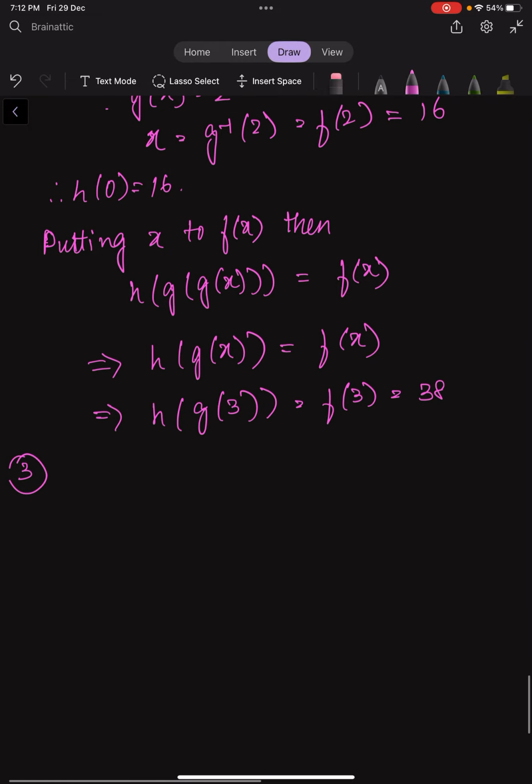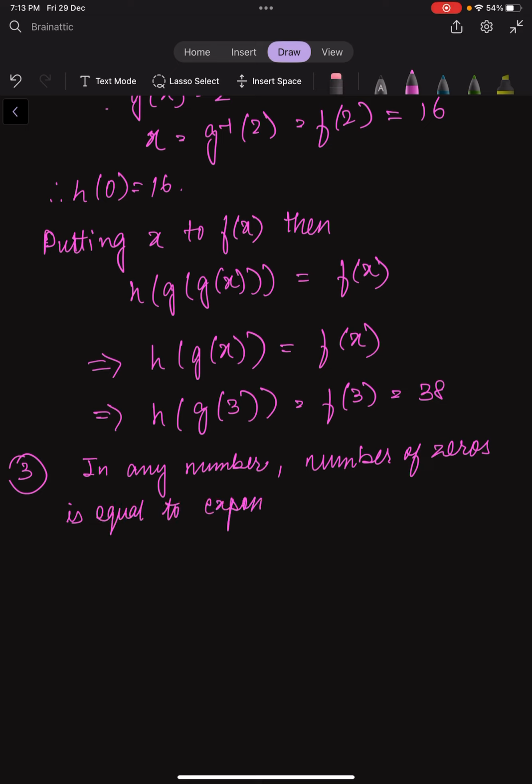We need to find the number of zeros in a factorial. So in any number, the number of zeros is equal to the exponent of 5. This is a thumb rule, you can say, exponent of 5. So if we want 20 zeros, then this must be equal to summation i is equal to 1 to n of the floor function, inside which we have n divided by 5 to the power i.